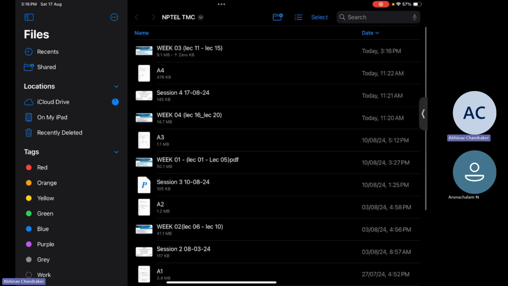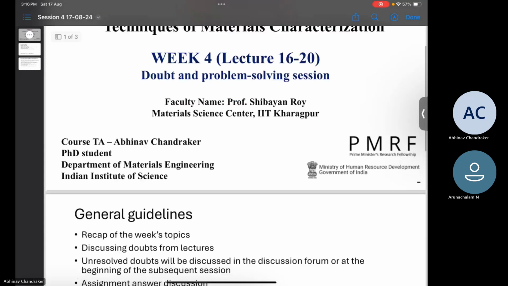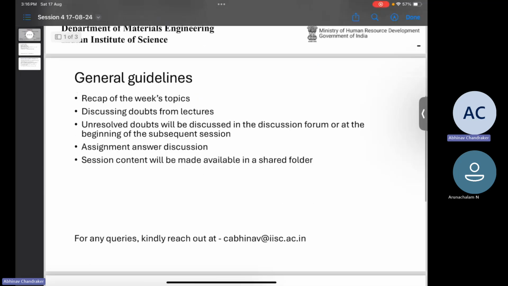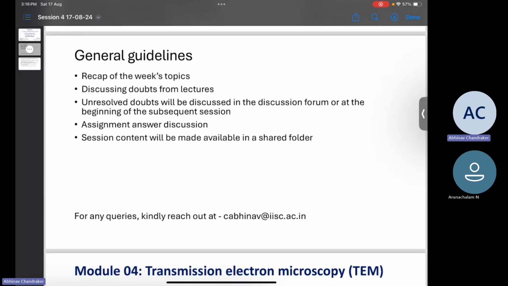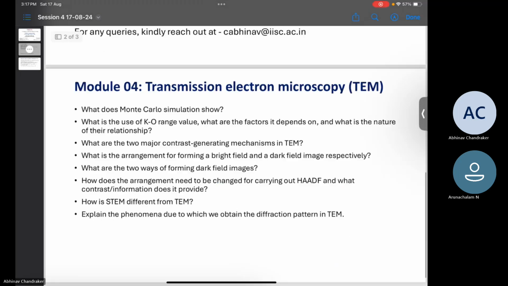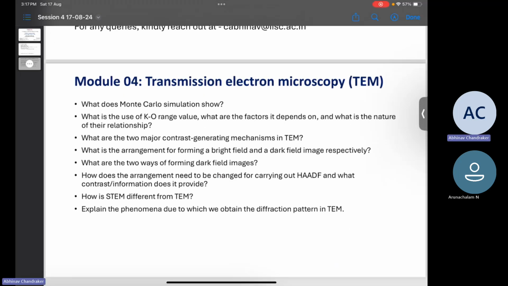With that, let's start with session 4. As we did last time, we'll first recap the week's topics, but this time we'll spend a bit less time on it. During the recap itself, we'll discuss the doubts related to the lectures, and at the end, we'll solve the assignment for week 4 and some of the doubts pertaining to the assignment of week 3. Here are some small questions I made up based on the content of week 4. After this session, you can try to answer these questions.